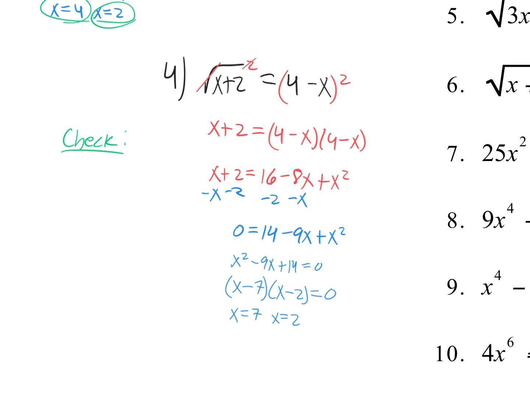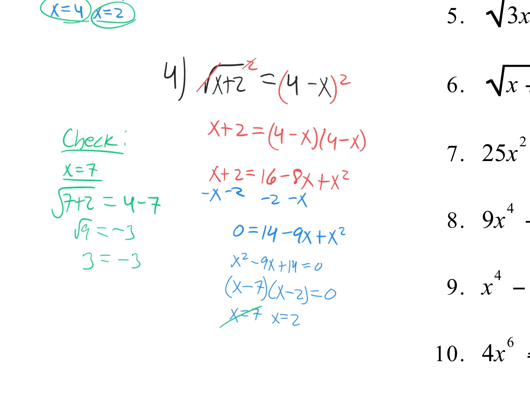All right, let's check our answers by plugging them into the original equation. Let's first check x equals 7. So we get 7 plus 2 under a radical equals 4 minus 7. And we get the square root of 9 is negative 3. Is this true? The square root of 9 is 3. 3 equals negative 3. No? Good, so 7 is not a solution. That's an example of a no solution.